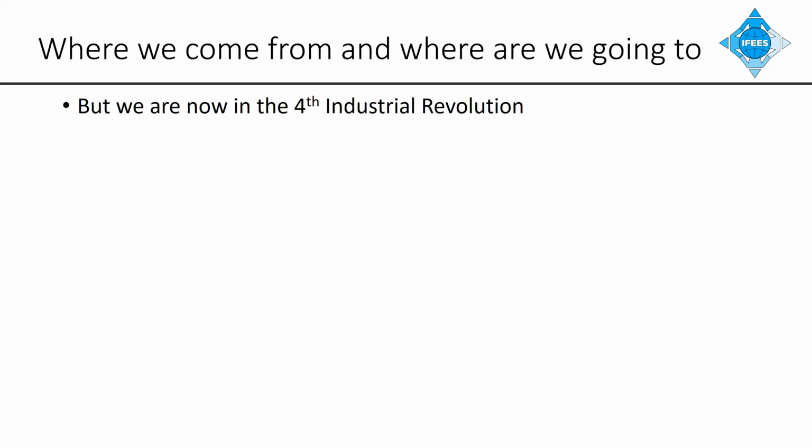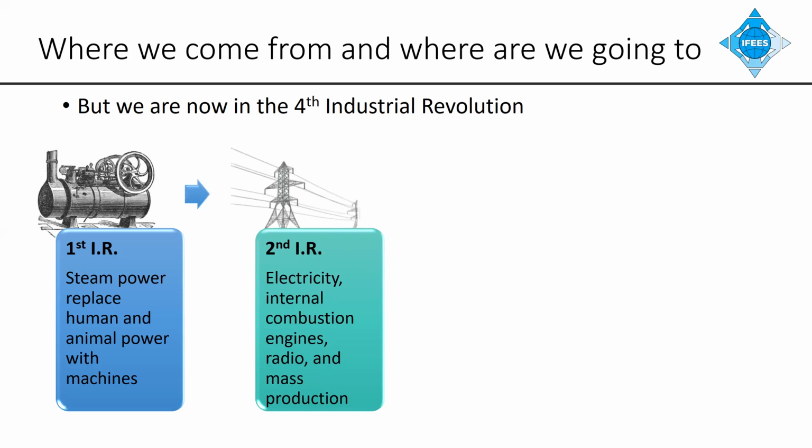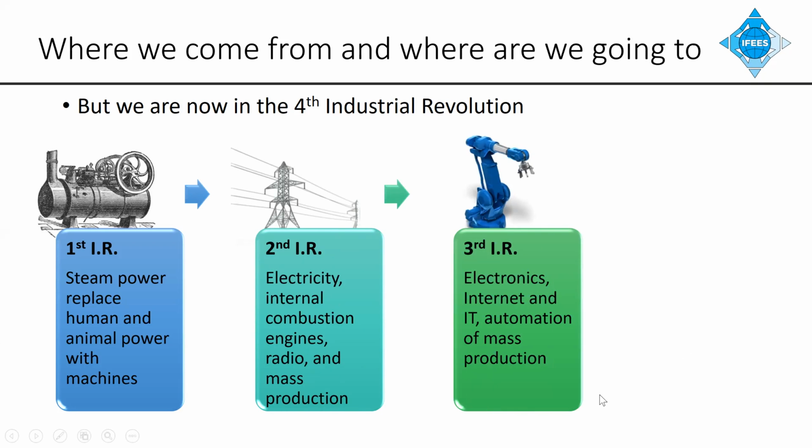We are now in the fourth industrial revolution. And I want to explain very briefly how we arrived at this point. First, during the first industrial revolution, we have the steam power replacing human and animal power with machines. Then the second industrial revolution with electricity and internal combustion engines and radio and mass production. And then the third industrial revolution, the period in which we currently are, with electronics, internet and information technology, automation of mass production, etc.